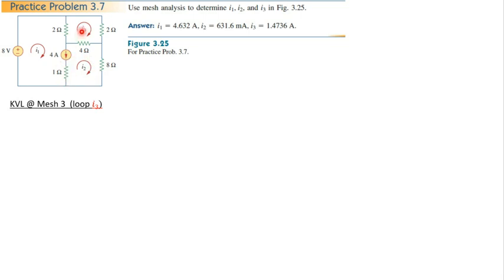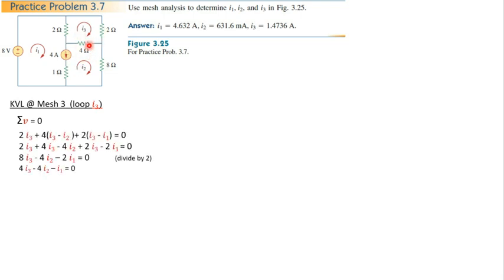We can for I3, since it's not attached to a current source, so it'll be 2I3 of course plus 4I3 minus I2 because it's between them, and then plus 2I3 minus I1 because it's between them. We rearrange it, divide by 2, simplify, and after further rearranging, we'll get this equation right here.